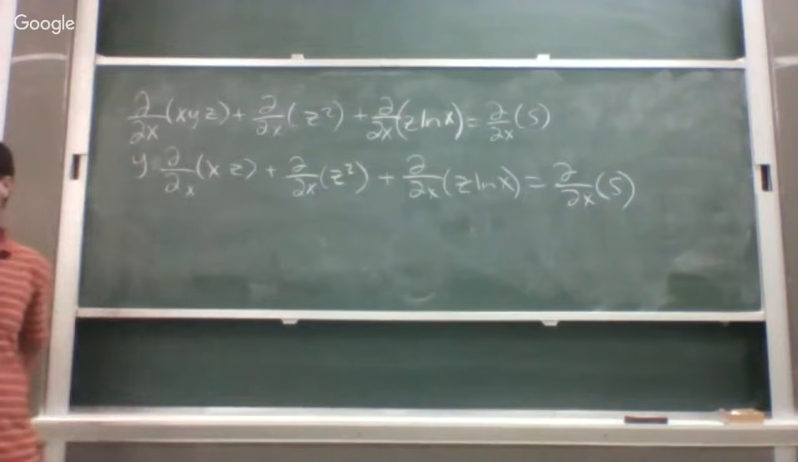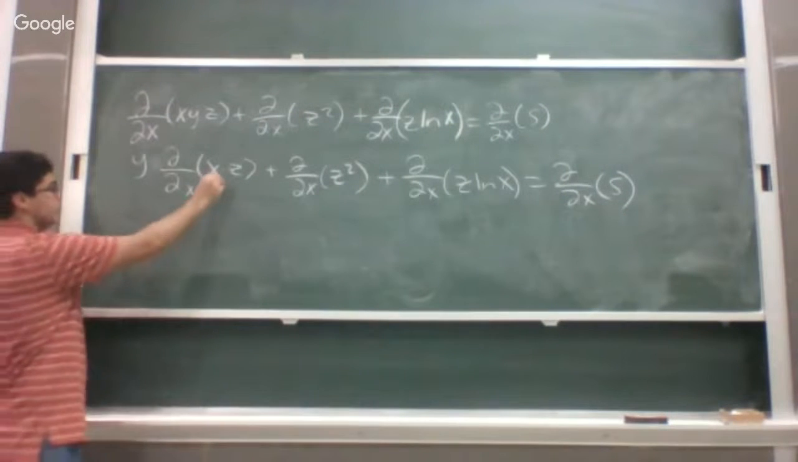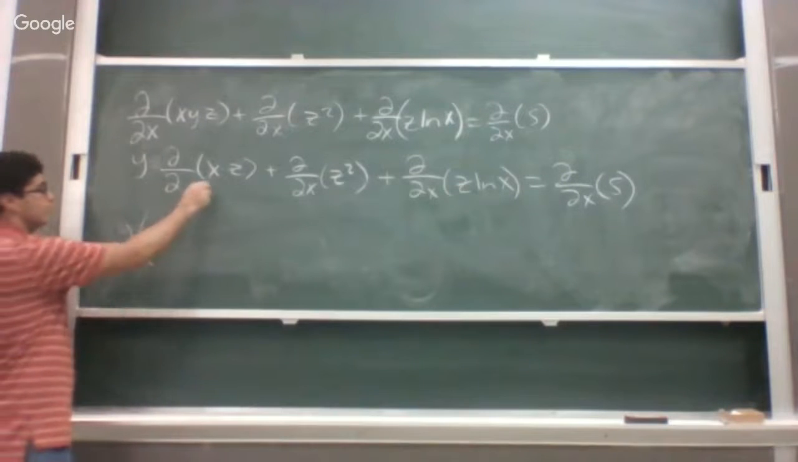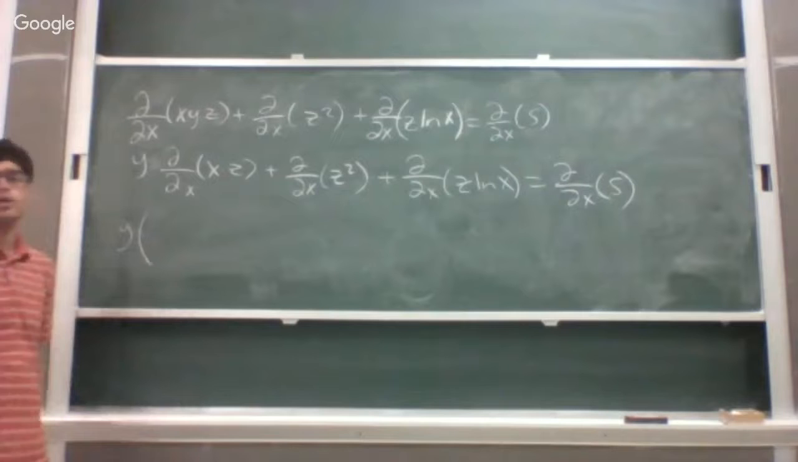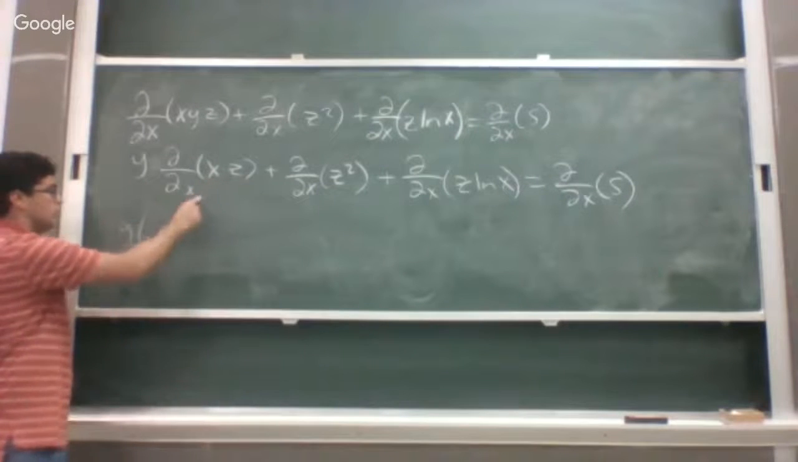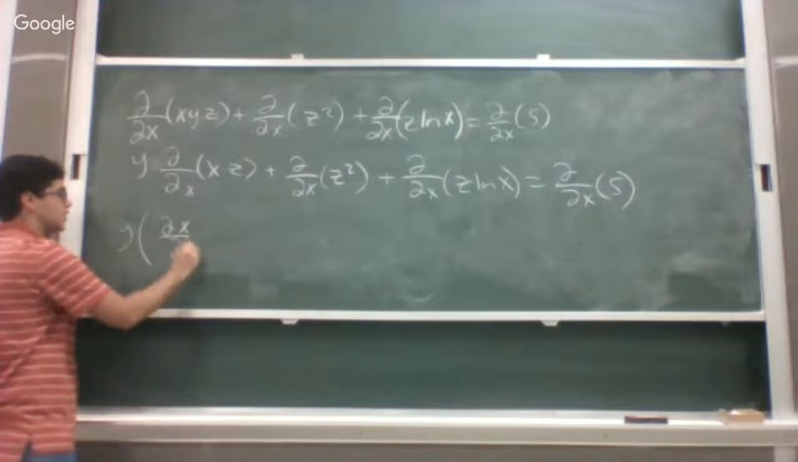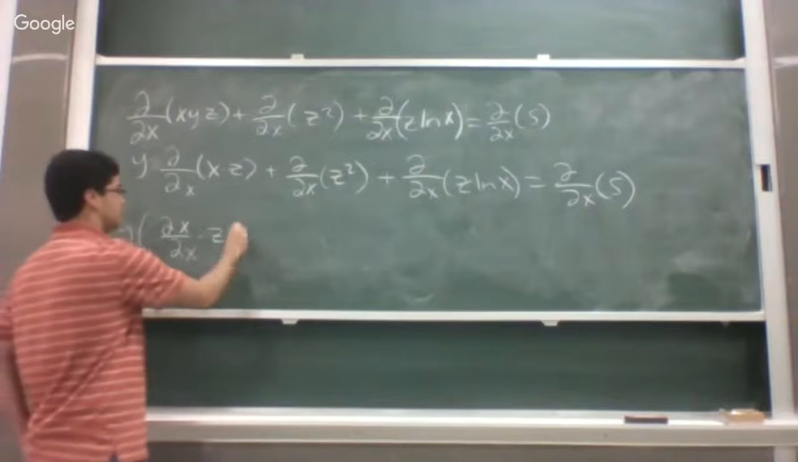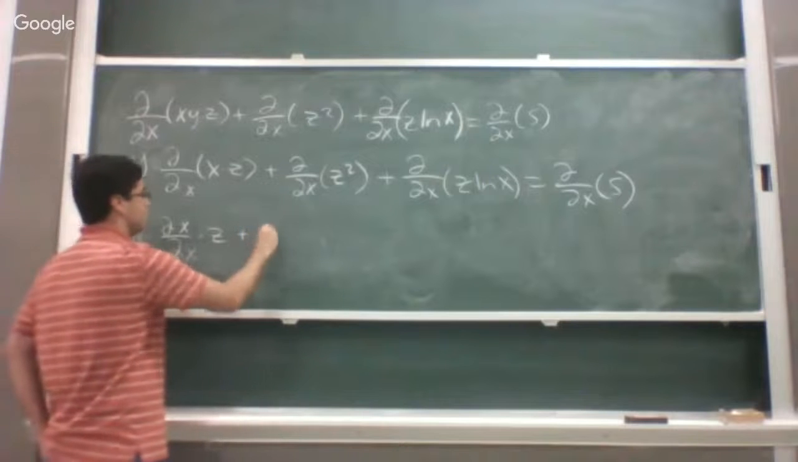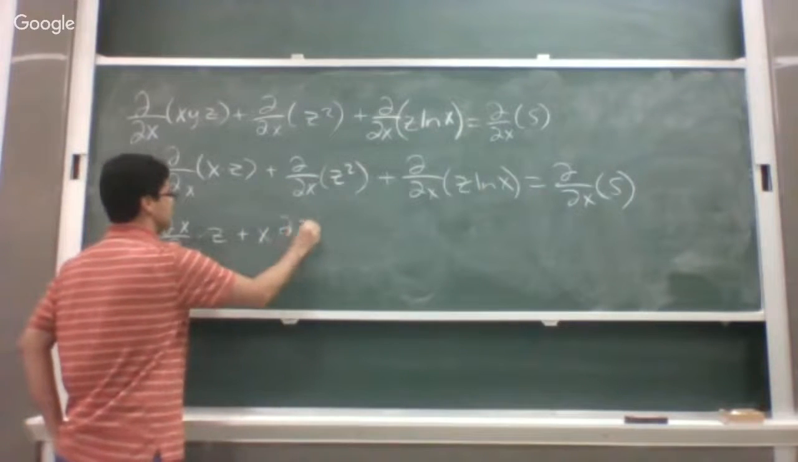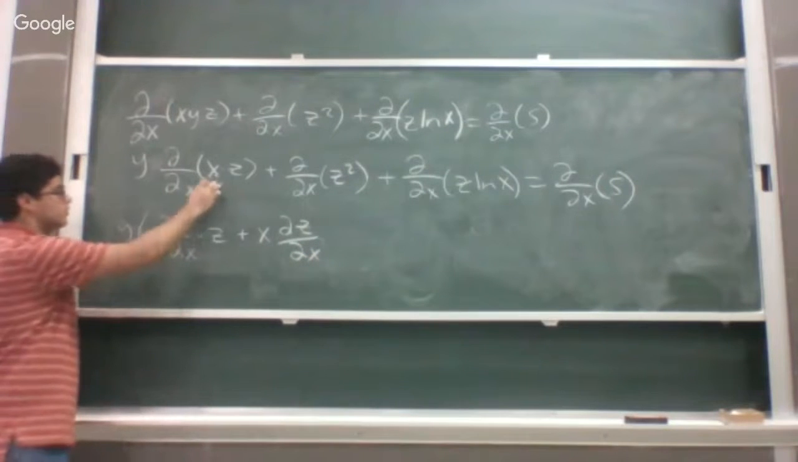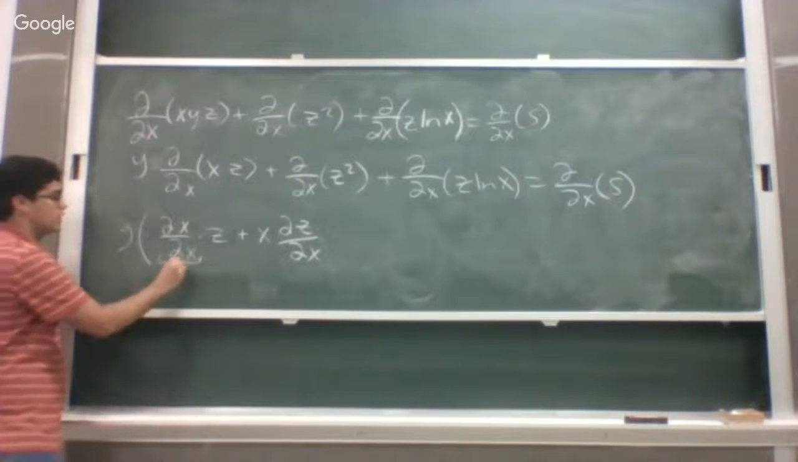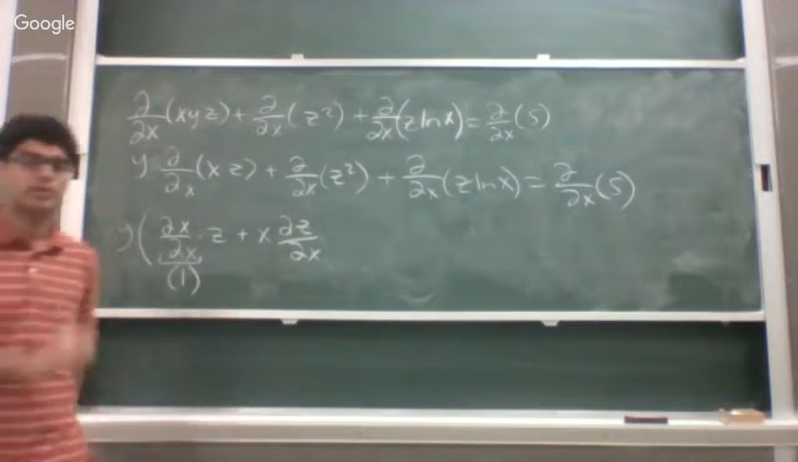Now, is x a constant? No. So y times, what is the partial derivative of x times z? Okay, it's the product rule, right? The derivative of the first term, dx over dx times z, plus the derivative of the second term, x times dz over dx. Did that make sense? It's the product rule. Now we know dx over dx is 1, right? Yes. So we can leave that answer as that.